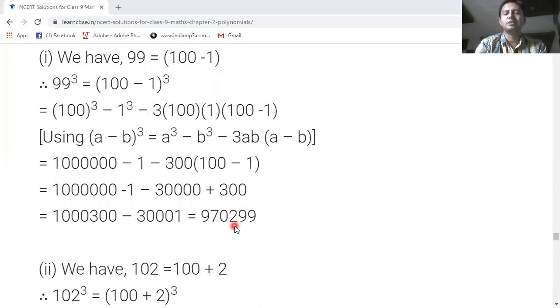While subtracting, we'll get the answer as 9,70,299. Now, the next question is 100 plus 2 whole cube.